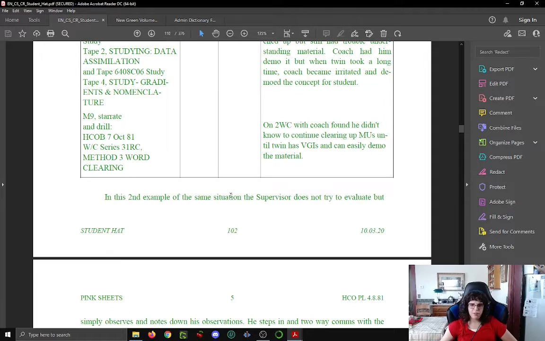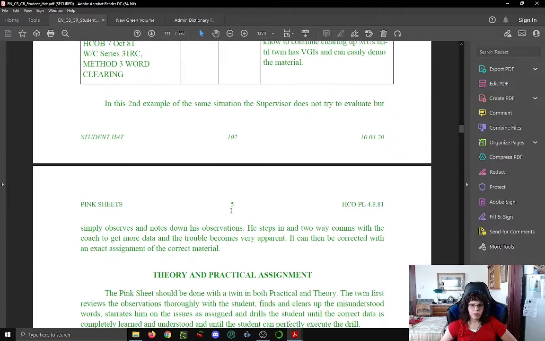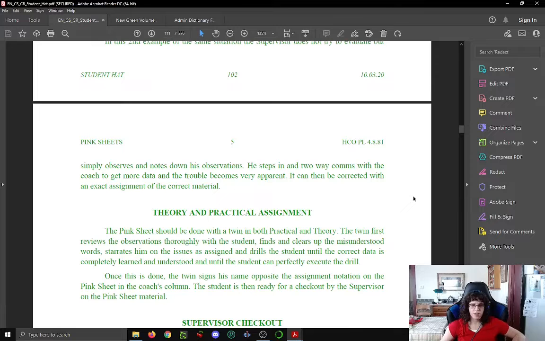In this second example of the same situation, the supervisor does not try to evaluate, but simply observes and notes down his observations. He steps in two-way comms with the coach to get more data, and the trouble becomes very apparent. It can then be corrected with an exact assignment of the correct material.